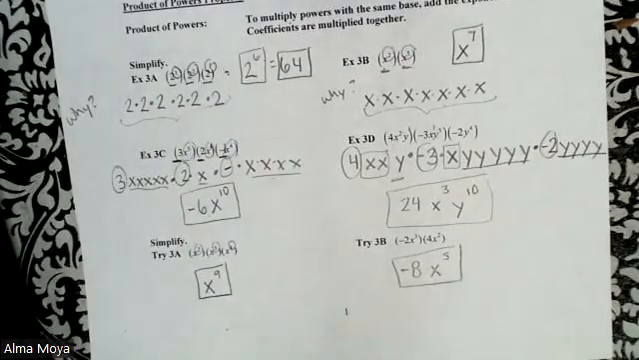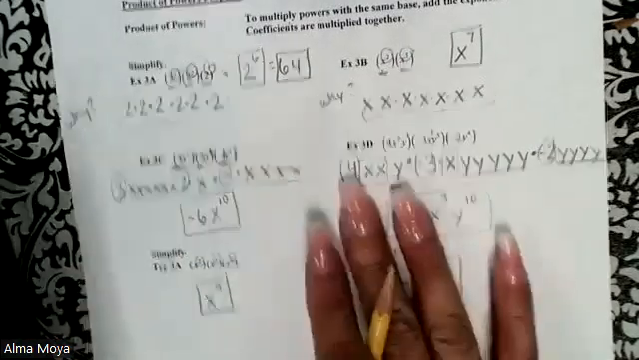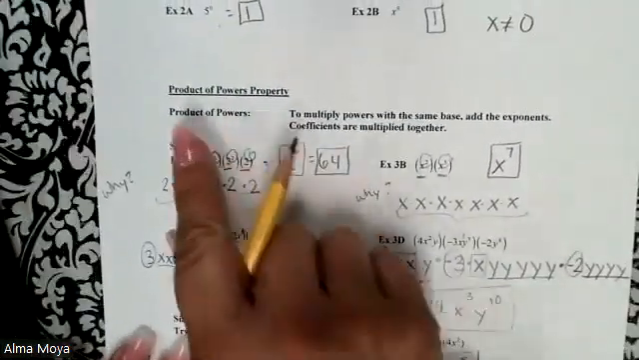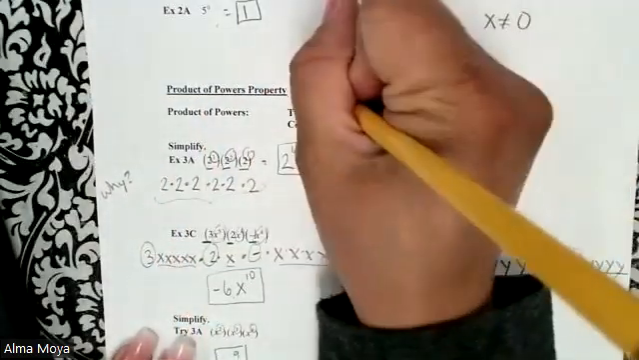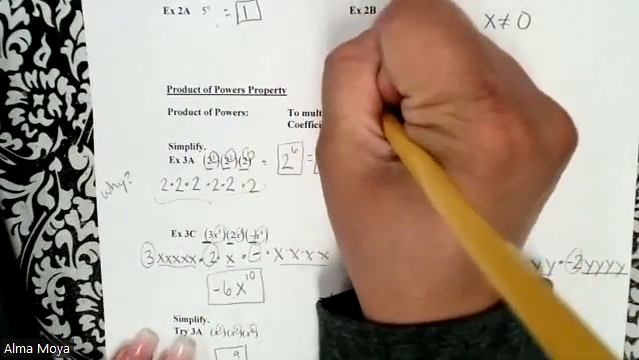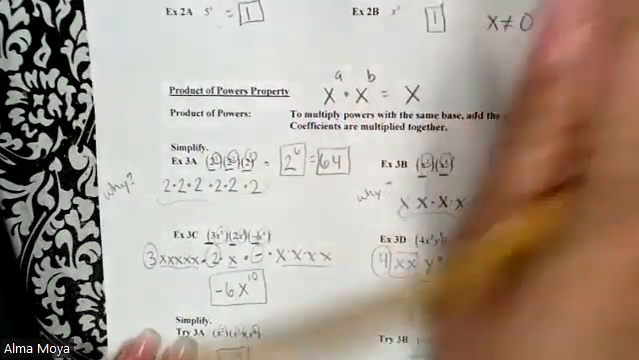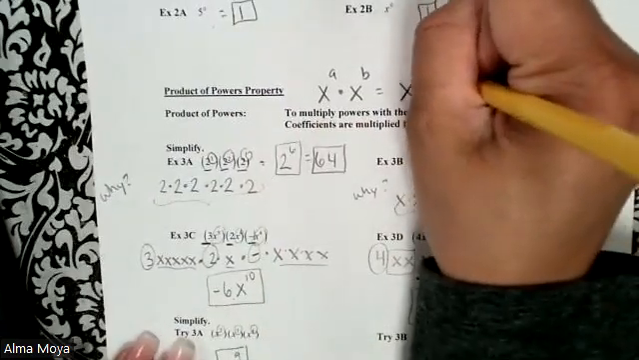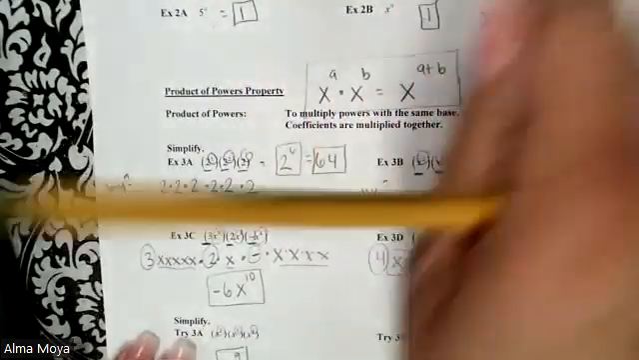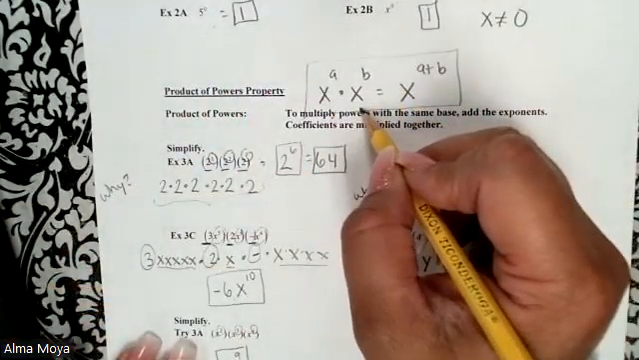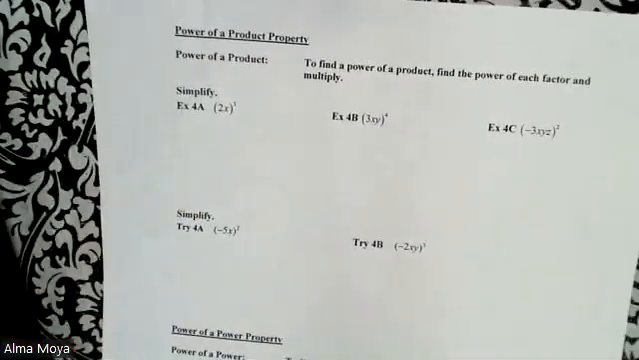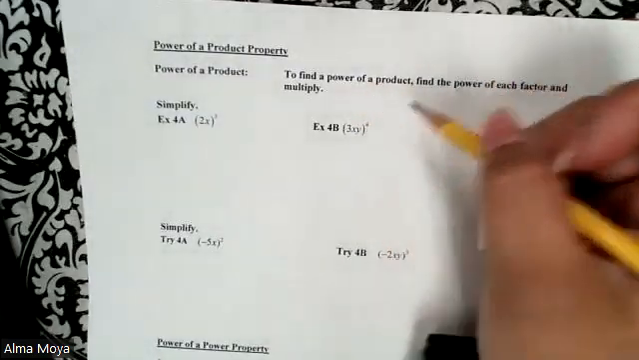Okay, let's flip the page and go now to the power of a product. On the product of powers, we could say x to the a times x to the b. All you are doing here is if the bases are the same, you are adding the exponents up. So that's basically the general rule for the product of powers property. The bases have to be the same, and as long as the bases are the same, you add up the exponents.